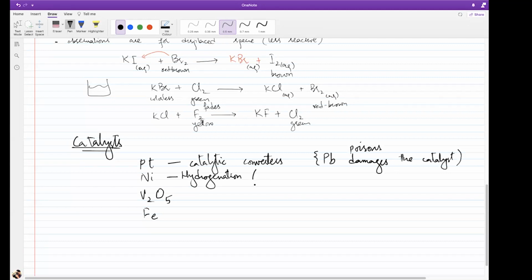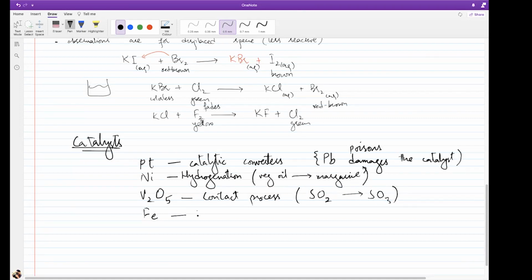And what do they make from them? So basically they convert vegetable oil to margarine. So nickel is used to do that. V2O5 is used in the contact process. And in the contact process, what it does is it converts SO2 to SO3. I'm not writing the chemical equation, this is just the process that happens.